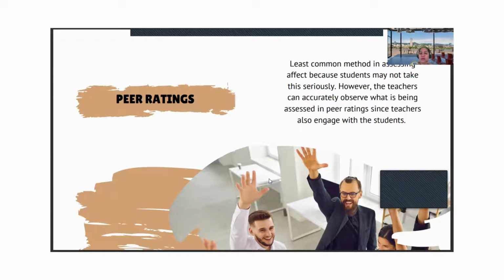Kapag ginawa nila yon, normally, this is like least common method used because normally yung student parang di nila binibigyan ng, not really serious. Sometimes it's bias. Kasi kung friend nila yung ina-assess nila, of course, they will give good ratings. But if they don't like that person, then they will have bad rating. Though honestly, if ever they will do that one, we can still help them or check that one out if it is like accurate or not by doing the observation also. So this is the peer rating.